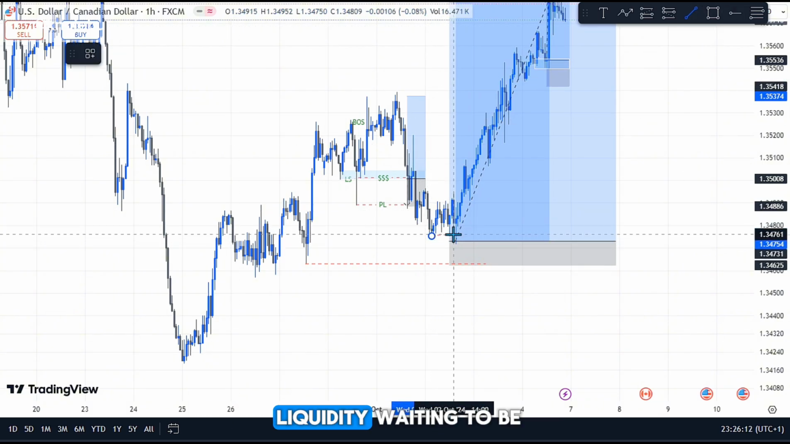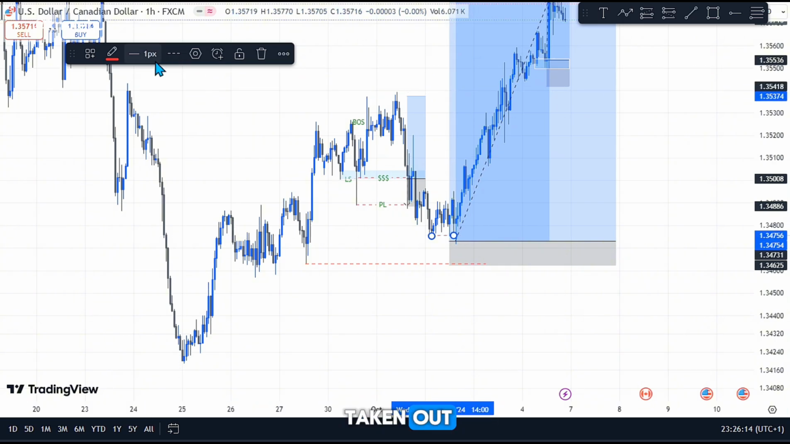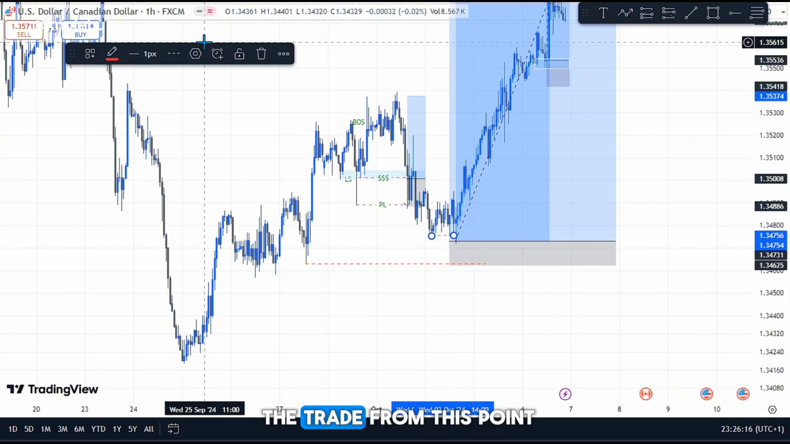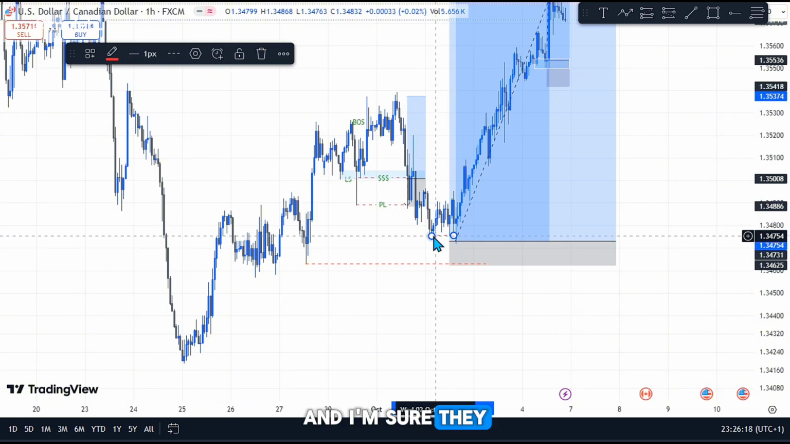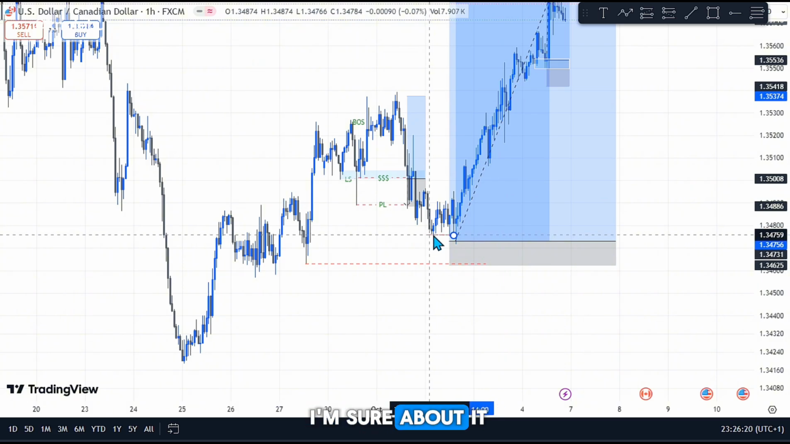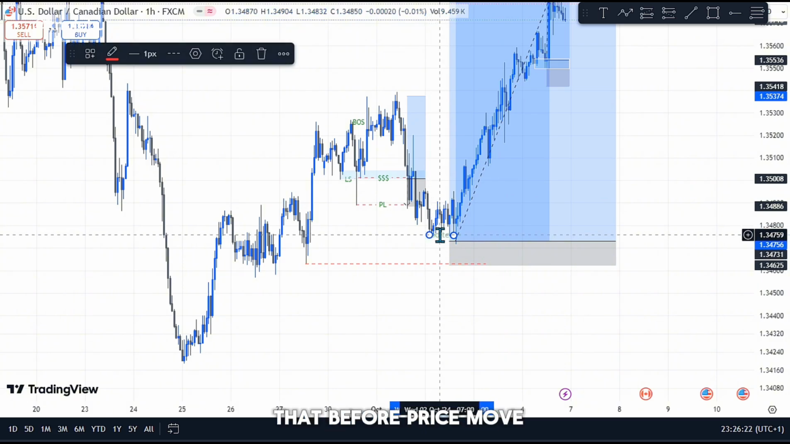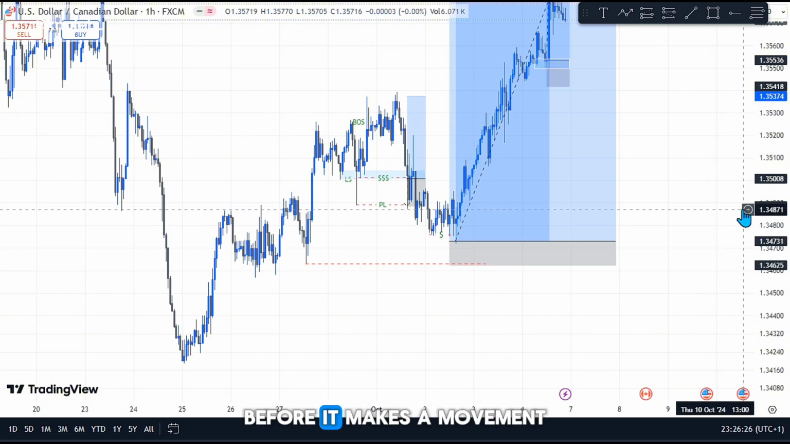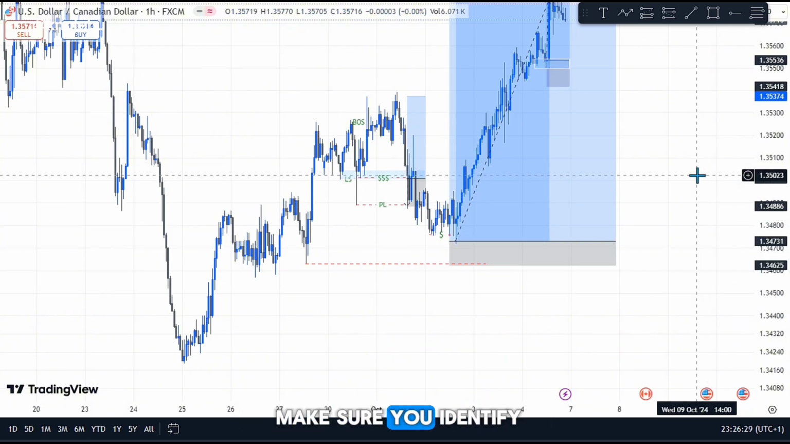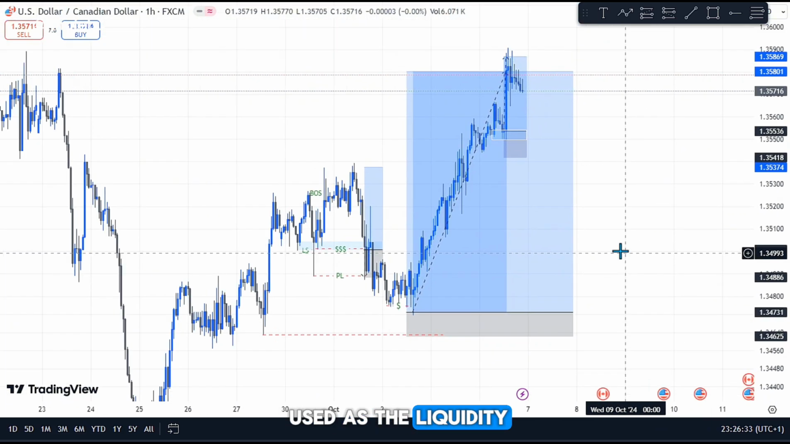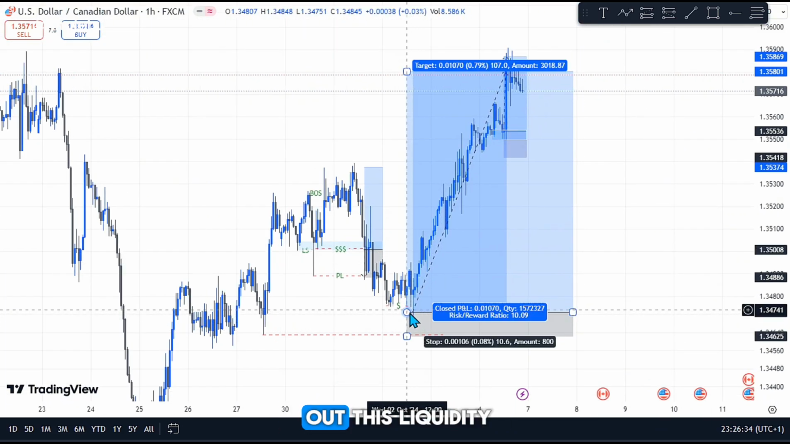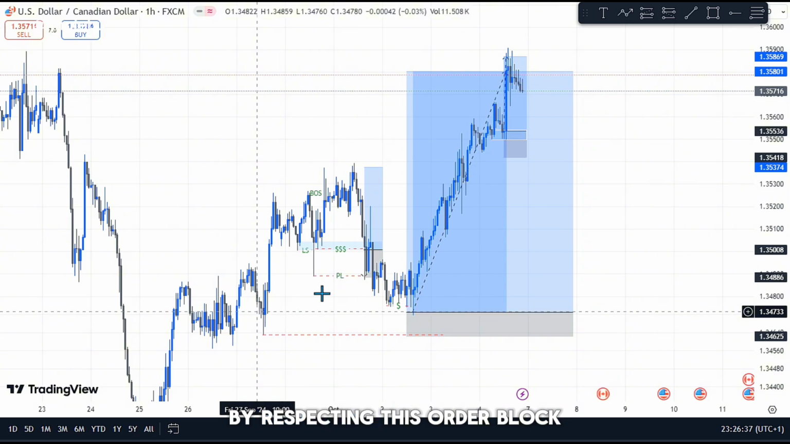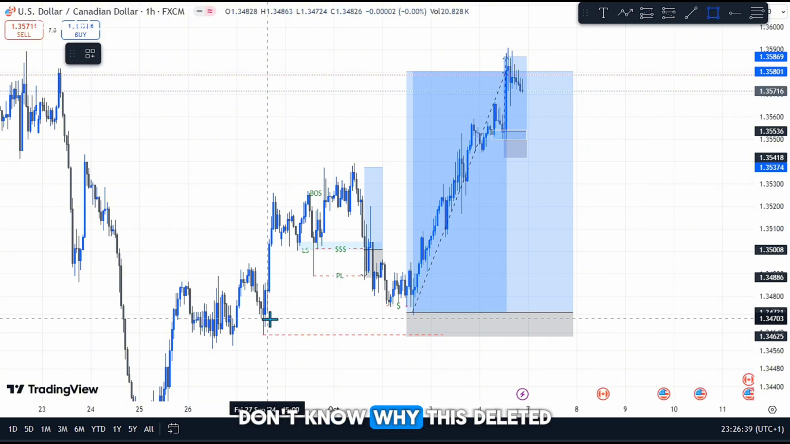This is just liquidity waiting to be taken out. So a lot of people jump into the trade from this point, and I'm sure they were stopped out. Like, I'm sure about it, they were all stopped out before price moved. So the market always seeks liquidity before it makes a movement. Whenever you're trading, make sure you identify where liquidity is so you won't be used as liquidity. And after price took out this liquidity by respecting this order block, I don't know why this deleted.